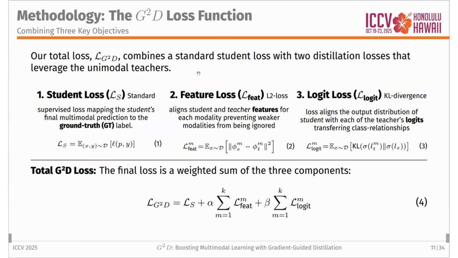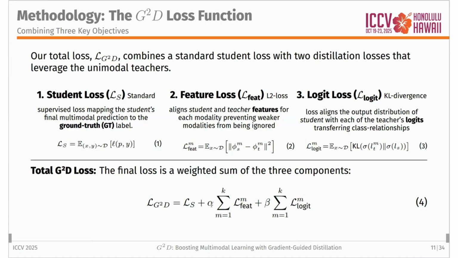So the G2D loss function has three loss functions. First one is the student loss. This is a standard supervised loss. It maps the student's final multimodal prediction to the ground truth label. Then we have feature loss. It aligns student and teacher features for each modality, preventing weaker modalities from being ignored. And finally, we have logit loss. It uses KL divergence and it aligns the output distribution of the student with each of the teacher's logits, transferring class relationships. So this is the final loss, which is a weighted sum of the three components, the student loss, the feature loss, and the logit loss.